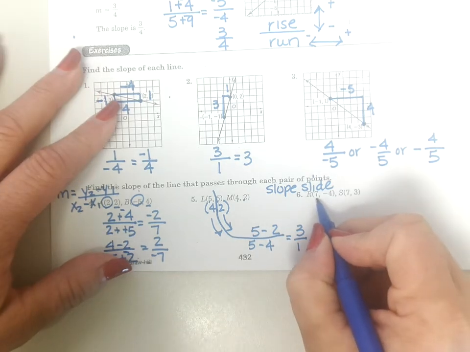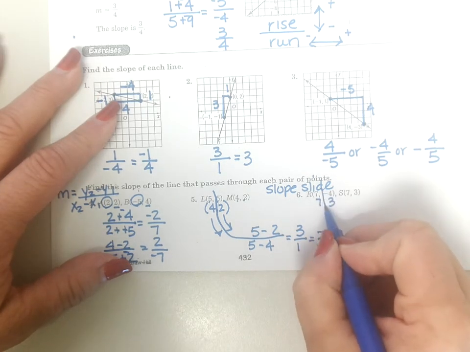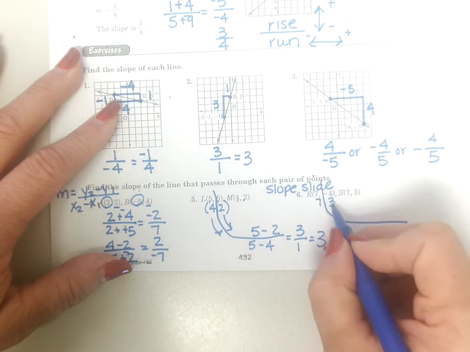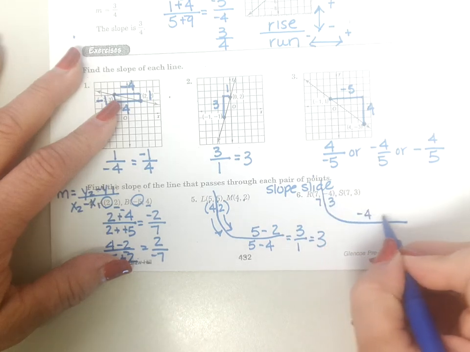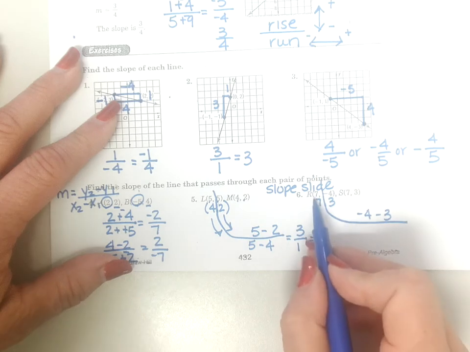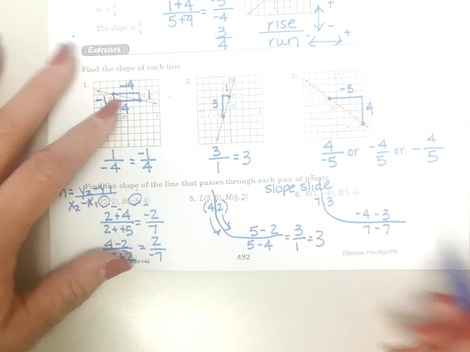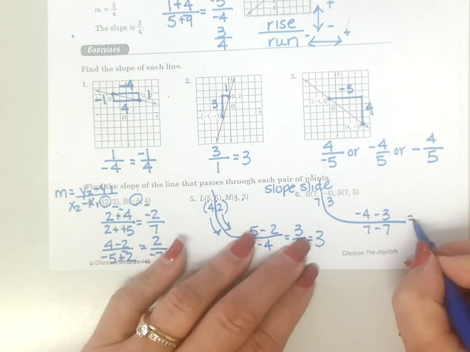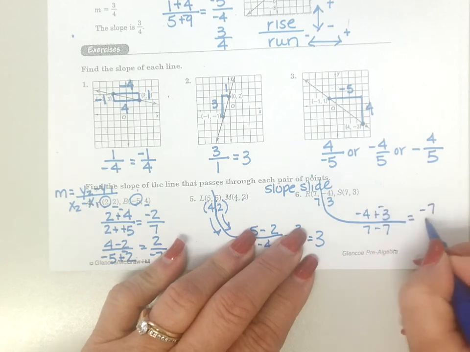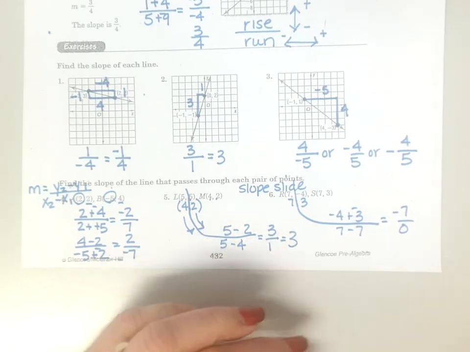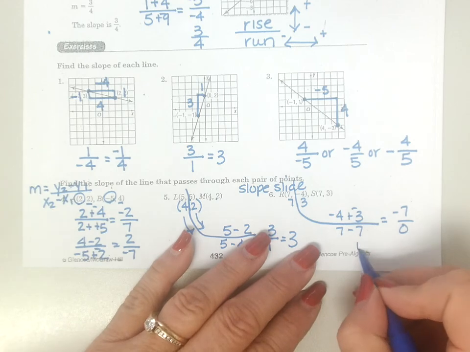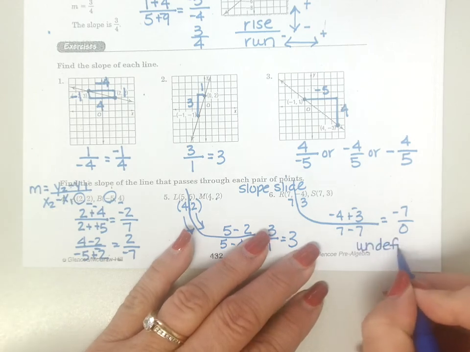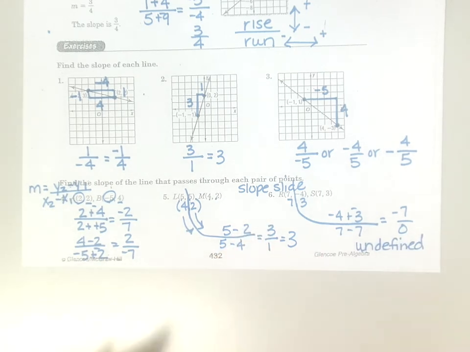So if you want to try the slope slide again, you're going to slide down the negative 4 and the 3 and put a minus between them. You're going to slide down the 7 and the 7 and put a minus between them. This becomes negative 7 over 0, and oop, I cannot have a 0 on the bottom. It is undefined. That means it would be a vertical line.